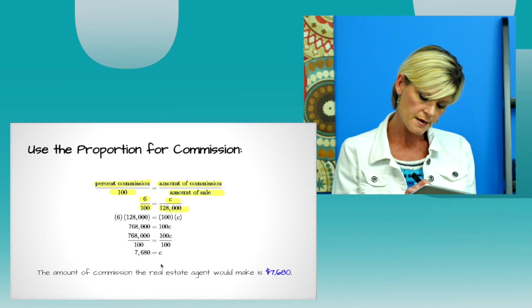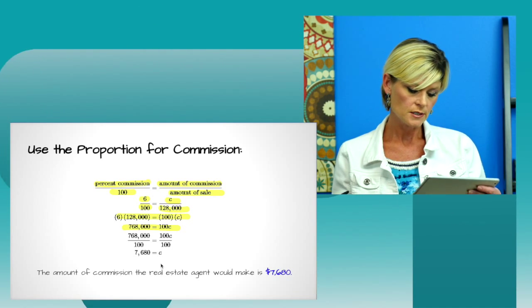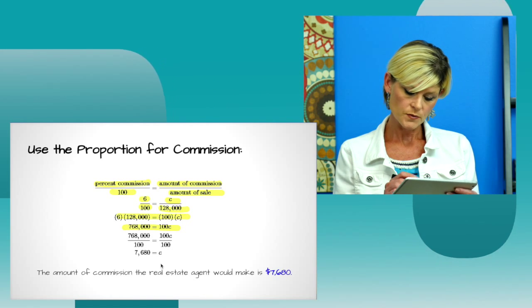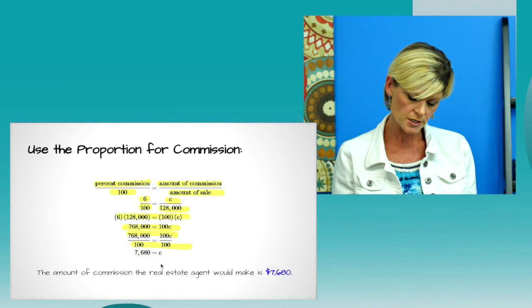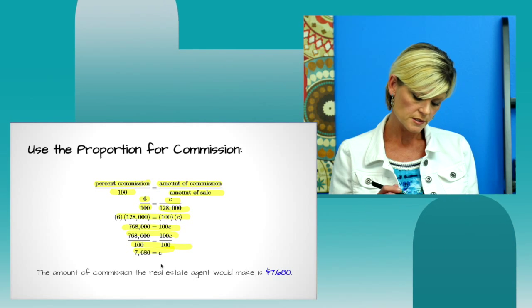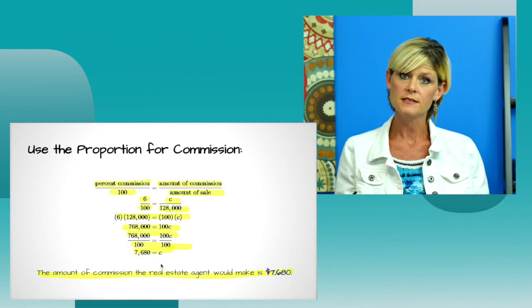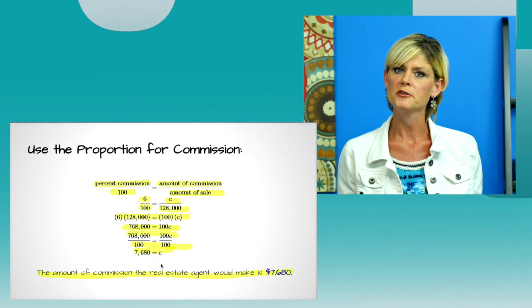Then we cross multiply, and we come up with $768,000 equals 100C. We're going to divide both sides by 100, and we get 7,680 equals C. So the amount of commission that the real estate agent would make is $7,680. Not too shabby.